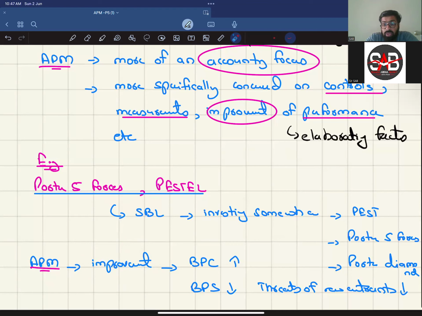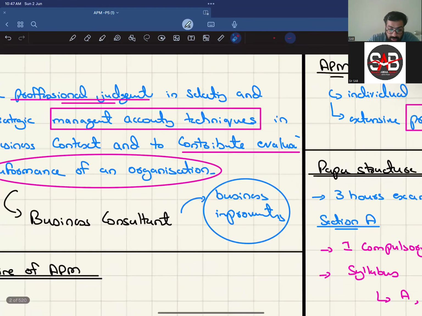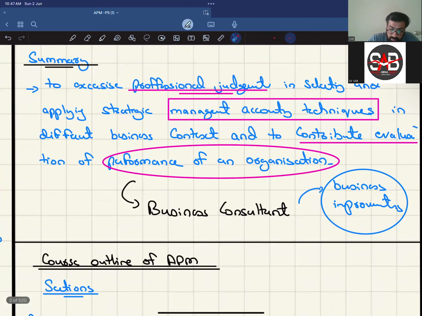Like the controls would be up, the sustainability would be up, the processes would be up. So here, mainly the investments and the evaluation criteria have been done. But in APM, the improvement is the major focus that you have to do. Now, see, to exercise professional judgment in selecting and applying strategic management accounting techniques in different business contexts, and to contribute evaluation of performance of our organization.